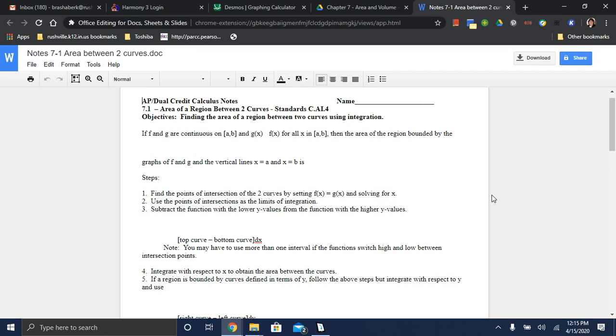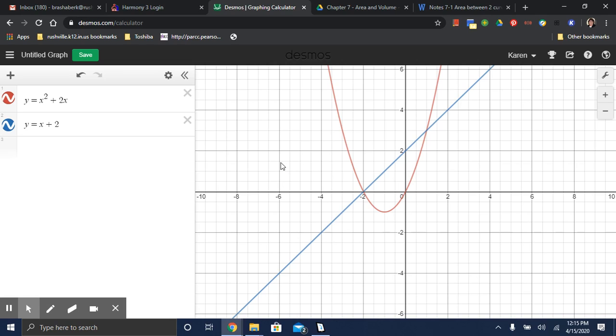So today we're going to look at the area between two curves, such as what you see on the screen right here. What we're interested in is this shaded region between my blue line and my red parabola. So this area that I'm coloring in right here. And what we're going to need to do is find our beginning and ending points, and we'll do that by finding their points of intersection.